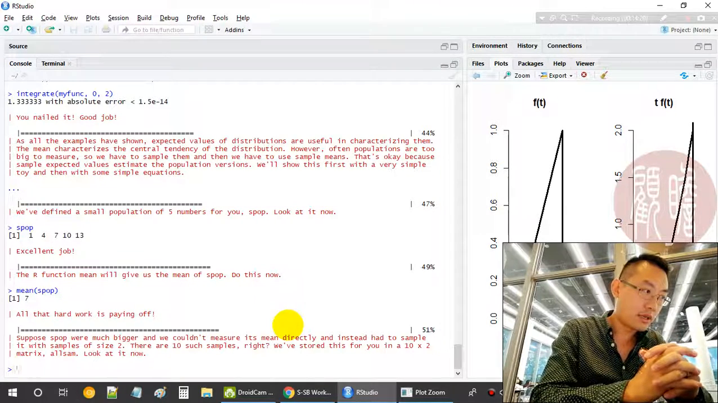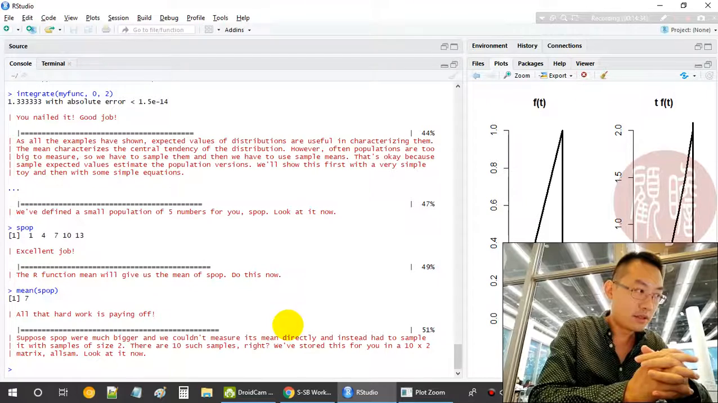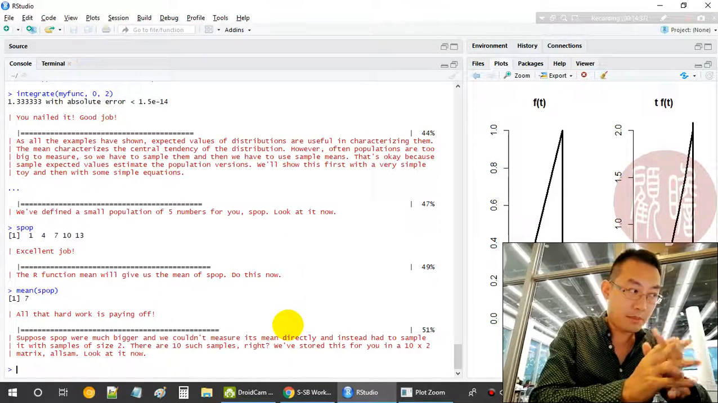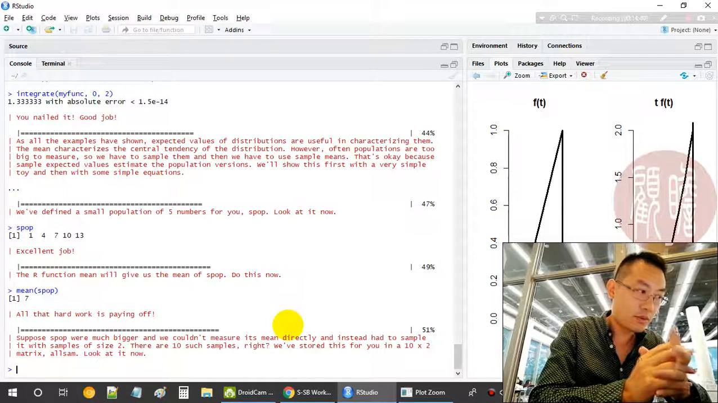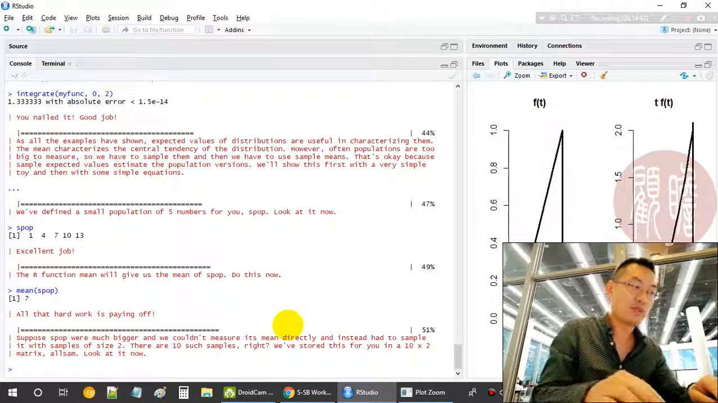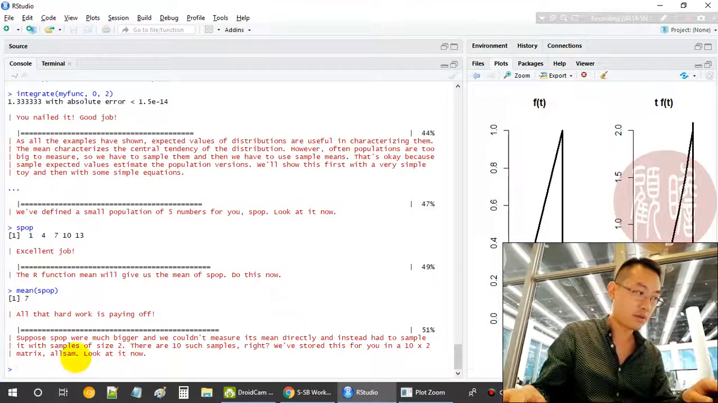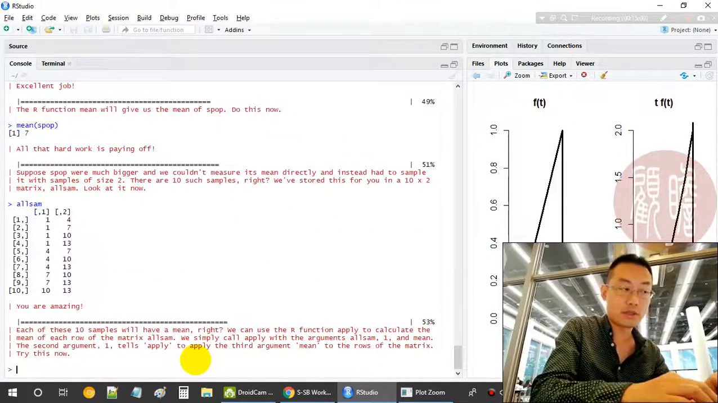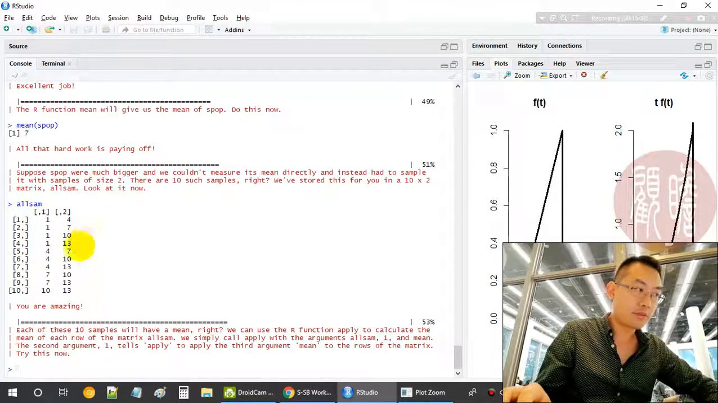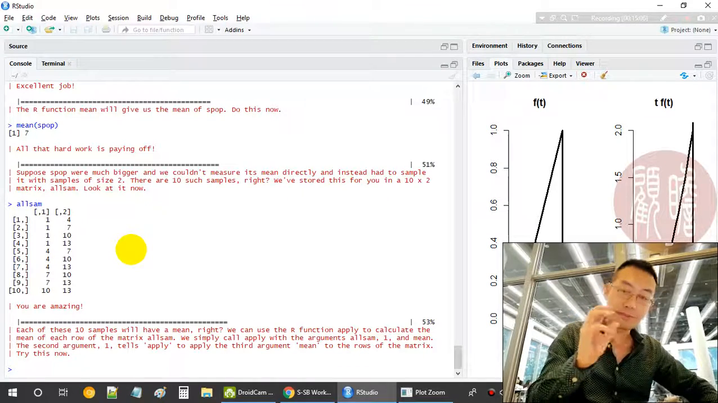Now suppose SPOP were bigger and we couldn't measure it directly, and instead had to sample it with a sample size of 2. Assume SPOP is very large, so we are going toward the central limit theorem. SPOP is the population and it only has 5 members. Now we need to take a sample of 2, assuming the population is very, very large and we can only take a small sample of 2. There are 10 such samples, right? We store these for you in a 10 by 2 matrix called all sample. Let's look at that. It's a 10 by 2 matrix, so there are 10 samples. We draw 10 times.